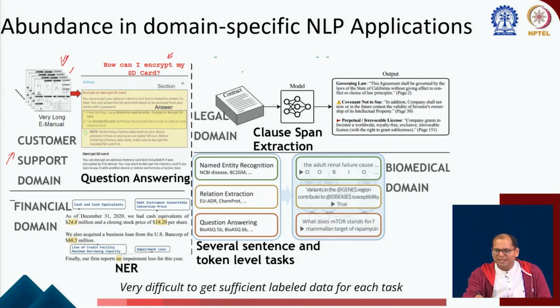Similarly, you can think about the legal domain where you may have things like contracts, and from the model you want to find out in this contract what are the governing law, the covenant not to sue, and the perpetual and irrevocable license. You want to extract various clauses from this, right? So these are various clauses that you're extracting from this contract. So this is a problem specific to the legal domain.